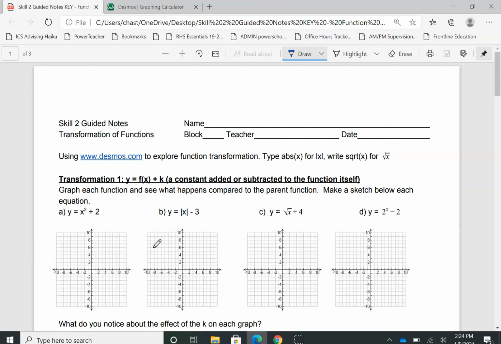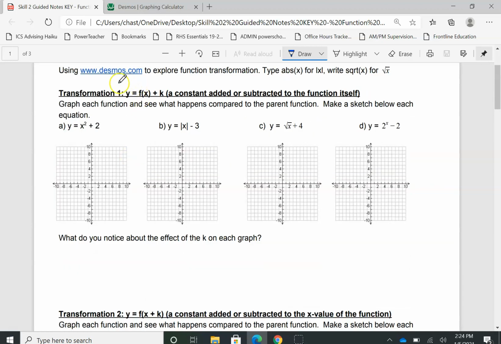All right, so today's lesson is going to build off of our parent functions lesson. We're going to look at what happens when we transform those parent functions using a variety of transformations. All right, so the first transformation we're going to look at is what happens when we add or subtract a constant to a function.